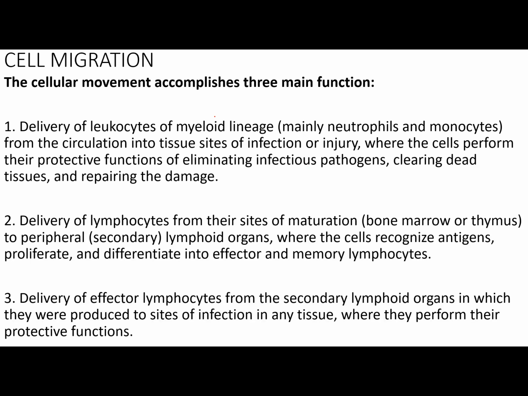So the first thing you need to take note of cell migration is how it would occur. Now, cellular movement would accomplish three main functions. The first one, class, would be the delivery of leukocytes of the myeloid lineage. When you say myeloid lineage, class, we're talking about the WBCs. Mainly your neutrophil and your monocyte from the circulation. When you say circulation, we're talking about the peripheral blood into the tissue site of infection or injury where the cells would perform their protective function of eliminating infectious pathogens, clearing dead tissue, and repairing the damage.